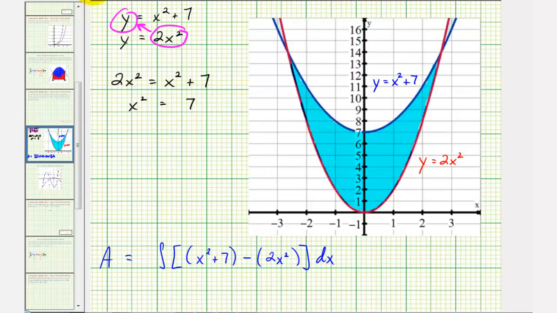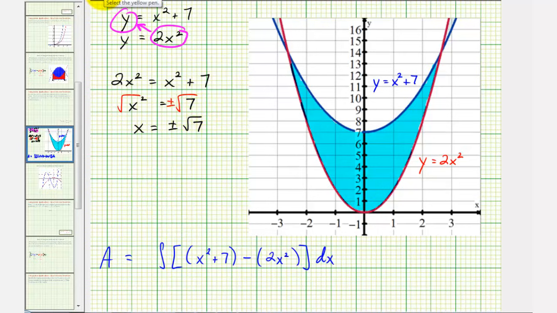Notice how we'll have two solutions here. We'll take the square root of both sides of the equation, and we have x equals plus or minus square root 7. So we could use a lower limit of integration of negative square root 7 and an upper limit of integration of positive square root 7. But working with the square roots can be a little messy.